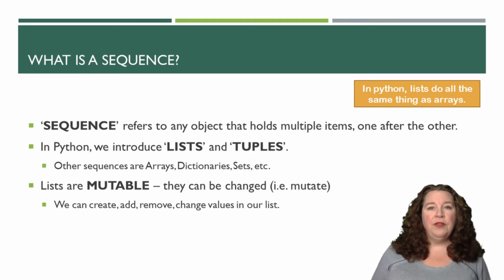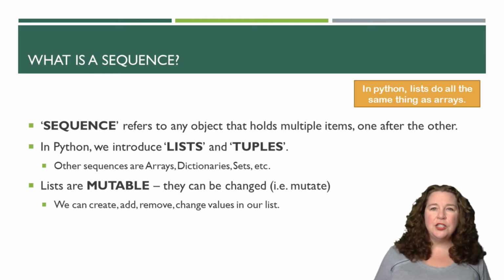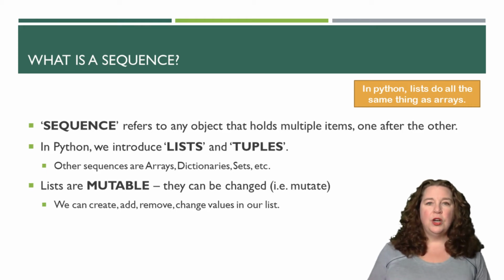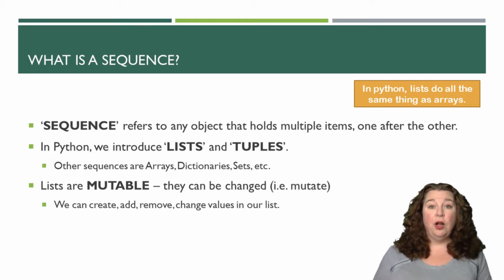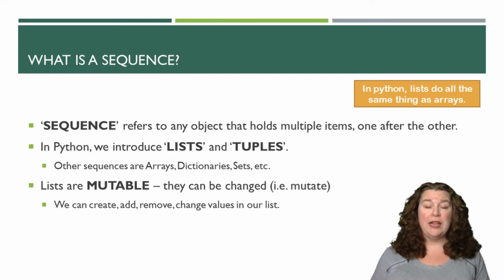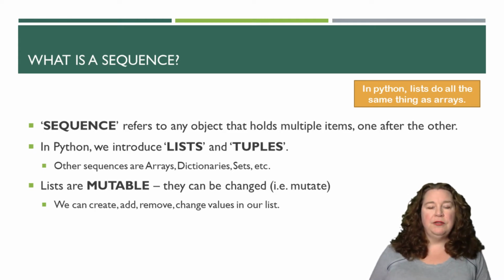If you know of any other programming languages, lists and arrays are essentially the same kind of thing. So in Python, we call them a list. In other languages, they're called arrays. But they do the same thing. They hold multiple items. In Python, we're going to use lists almost exclusively for now. We will get into dictionaries and a couple of other things a little later on. But for right now, we're just going to be referring to lists. And a tuple is a type of list, which we'll get into at the end of this chapter.